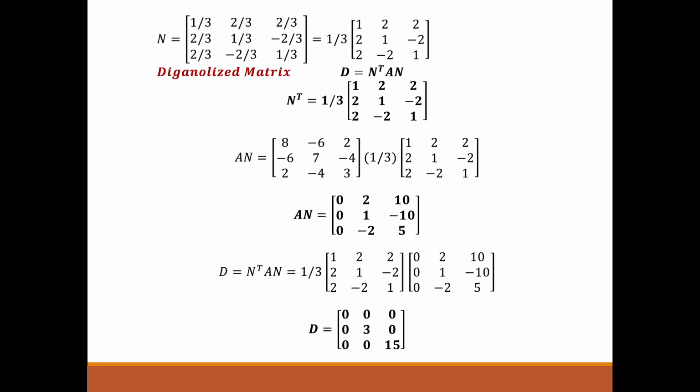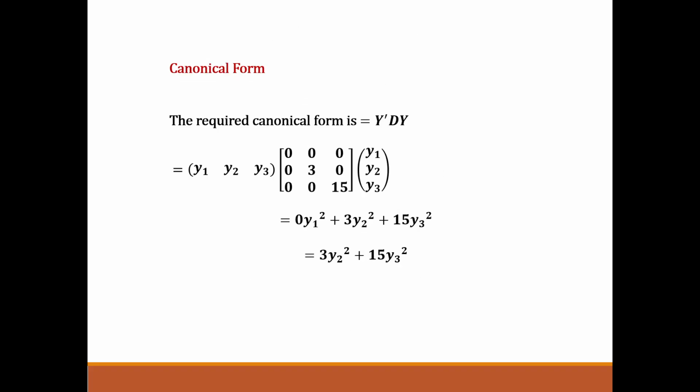which is nothing but 0, 0, 0, 0, 3, 0, 0, 0, 15. So now we are going to find the canonical form as Y dash D Y, where Y dash is nothing but y1, y2, y3. It is a 1 cross 3 matrix. Where Y is nothing but y1, y2, y3. It is a 3 cross 1 matrix.